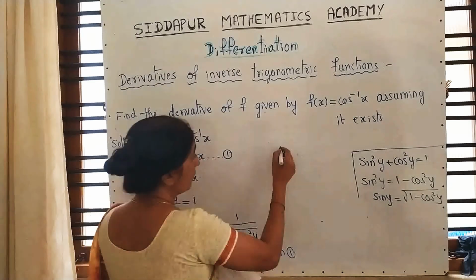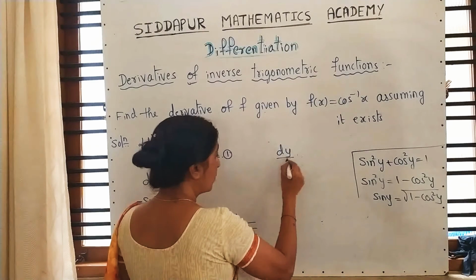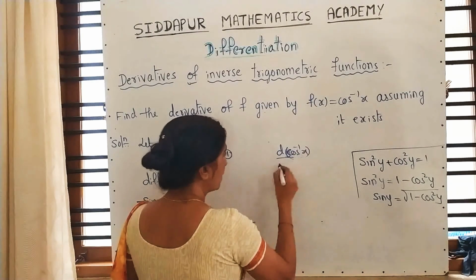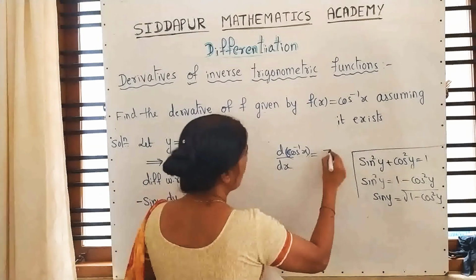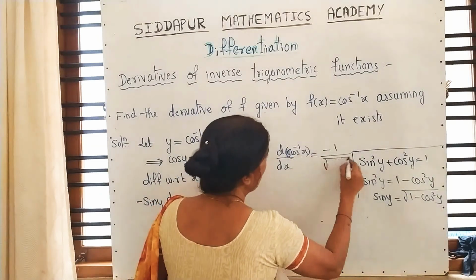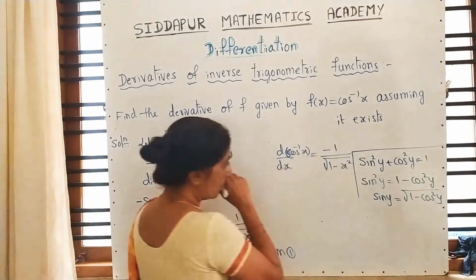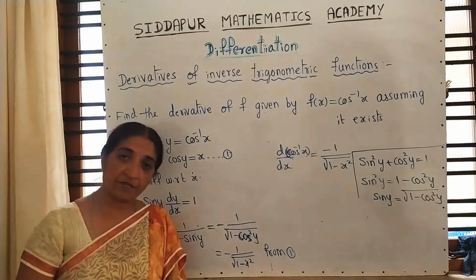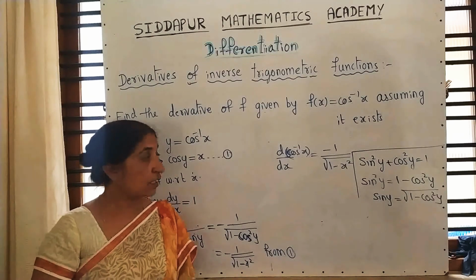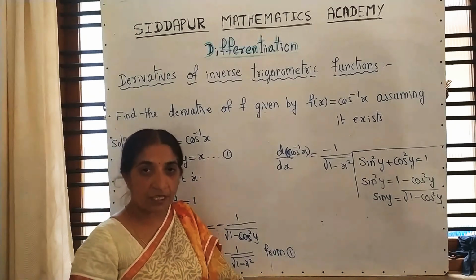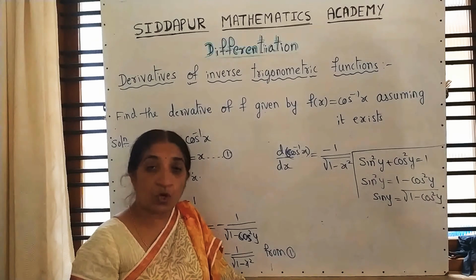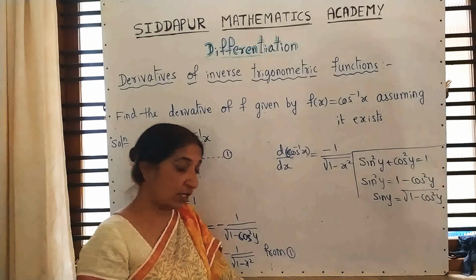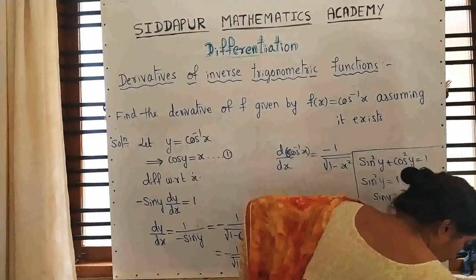That means what is your answer? Dy upon dx, or y, is nothing but cos inverse x. Differentiation of cos inverse x is minus 1 upon root of 1 minus x square. Have you found any similarity between differentiation of sin inverse x and cos inverse x? Yes. Differentiation of sin inverse x is 1 upon root of 1 minus x square. Cos inverse x is minus 1 upon root of 1 minus x square.